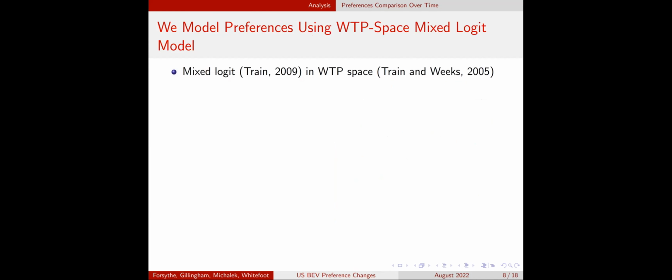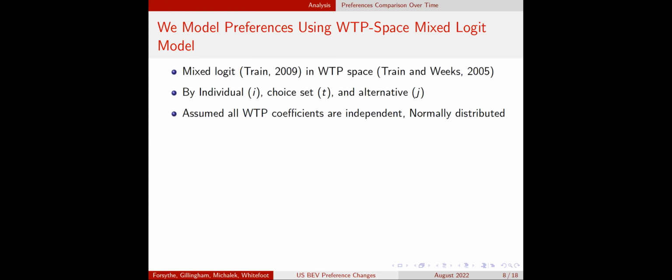And we directly measure willingness to pay using a mixed logit model in willingness to pay space, where we've assumed all willingness to pay coefficients are independently and normally distributed. Now, here's our overall equation, and I can talk about it in more detail if you all have any questions.